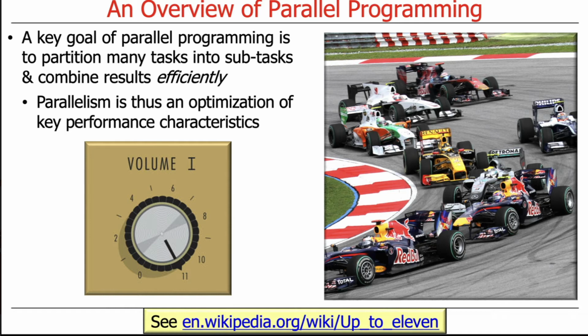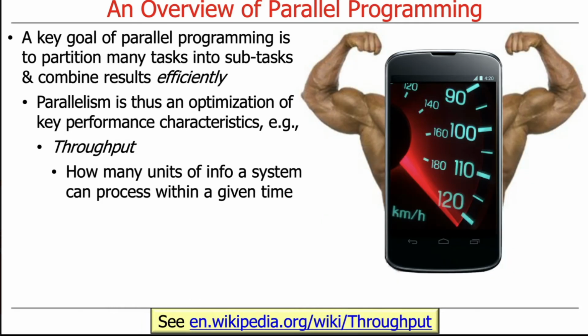They talk about going to 11. They want to be able to make the amplifiers go to 11 because it'll be one louder. So you can think of optimization and parallelism as trying to make things go louder. There are three typical performance characteristics we care about in the context of parallelism.